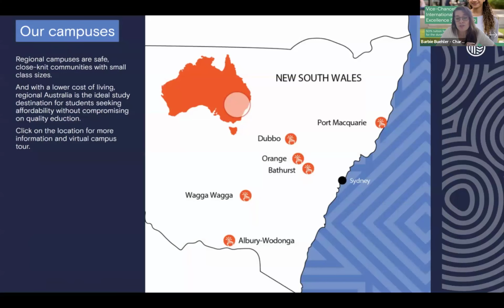We need to make sure that students are aware they cannot live in the Sydney or Melbourne metro area if they want to study in the regional area. The distance is too great. So they do need to relocate or live in those regional areas if they want to study with us.